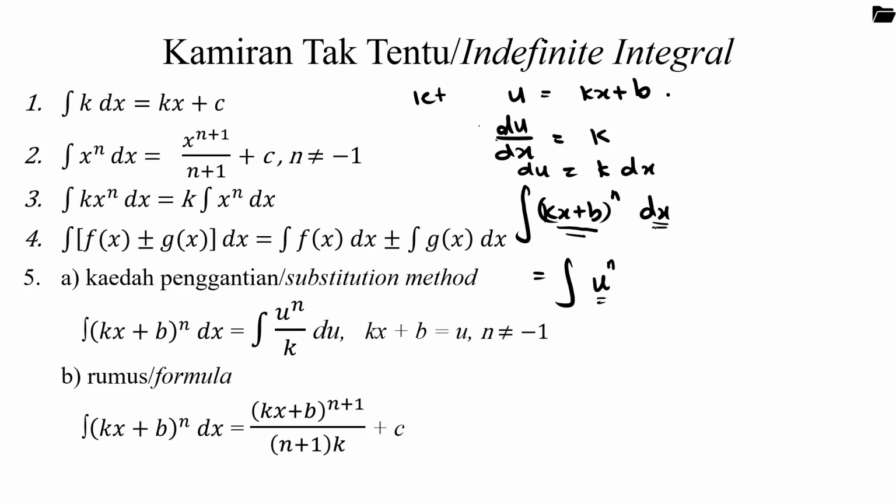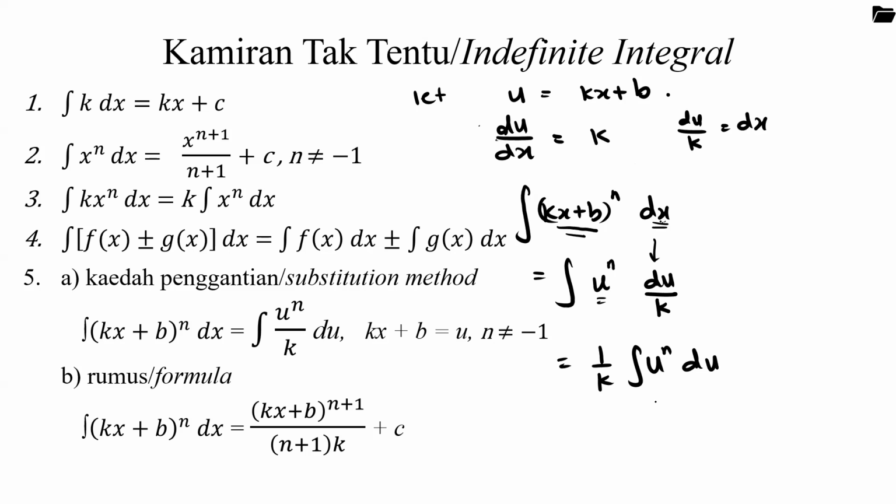I want to replace the dx in terms of u. So dx goes up, k comes down. So du over k equals dx. Whenever you see dx, you replace it with du over k. The k can be brought outside. So 1 over k times the integral of u to the power n with respect to u. It's like the normal x to the power n dx, but u to the power n du. Your variable is u. Then we just do like normal.